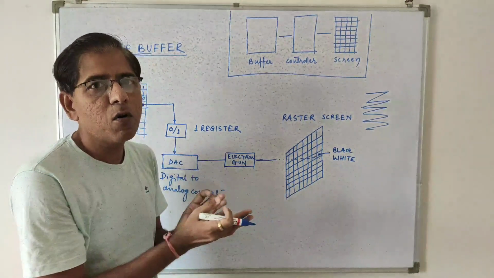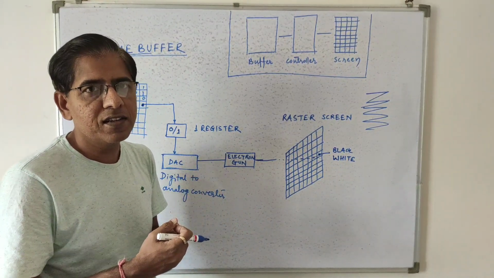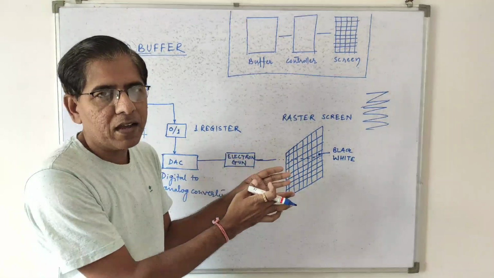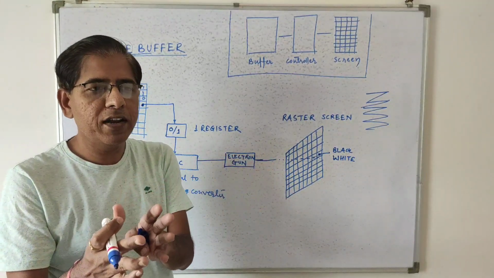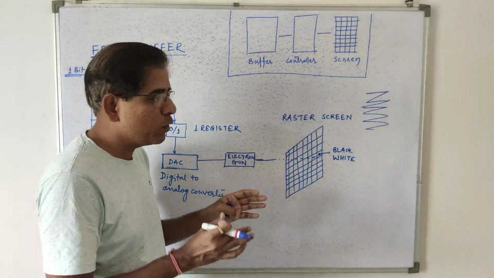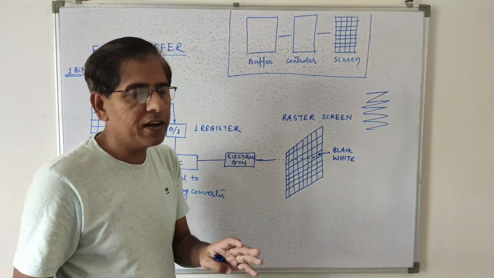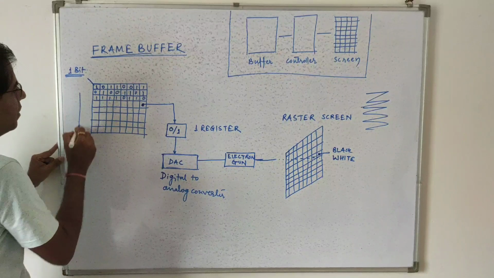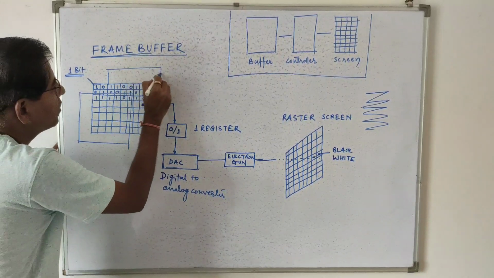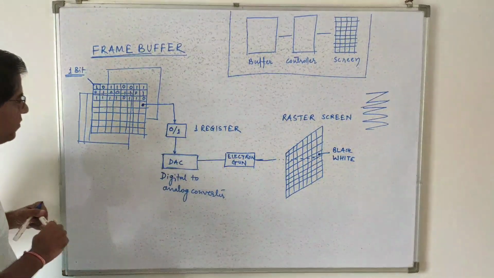Now here we are talking about black and white monitors. Now if you want to increase the number of shades from pure black to pure white, so there may be some gray areas. So to increase the shades between complete black to complete white, we can add more frame buffers. So we can add a number of frame buffers here.